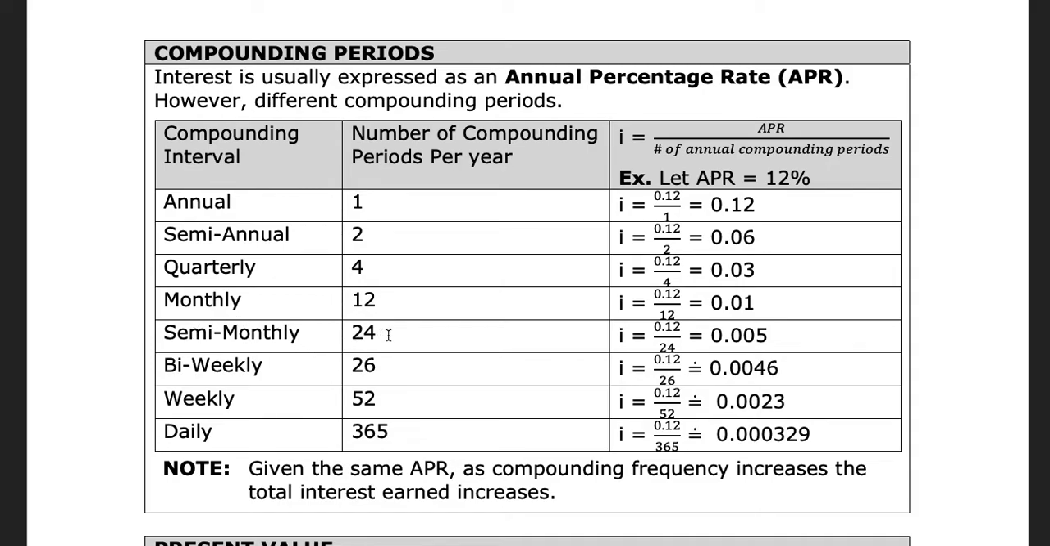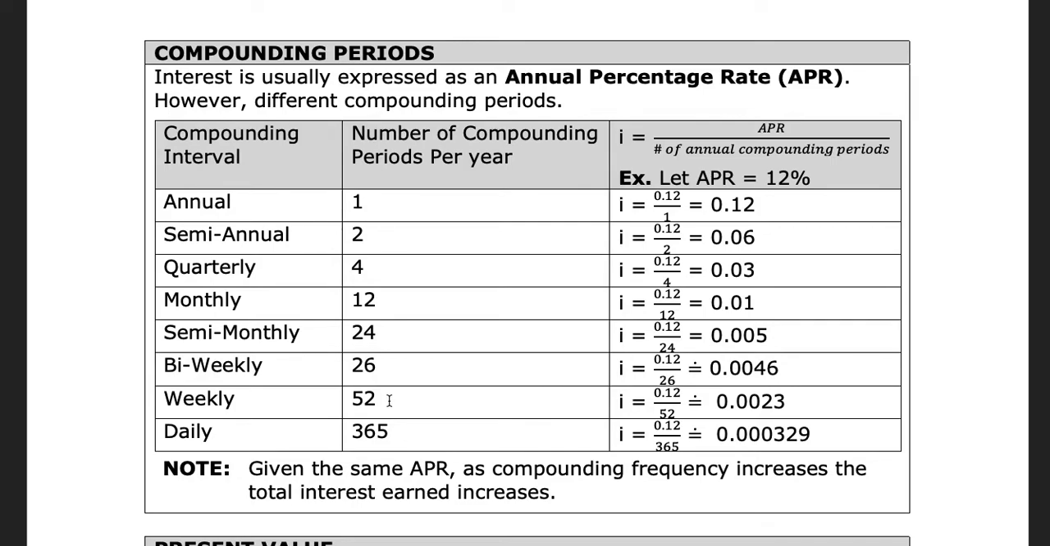Semi-monthly means 2 times per month, usually like the 1st and 15th. So that's 12 months in a year. It'll happen twice. That's 24 intervals. Bi-weekly means every other week, every 2 weeks. And there's approximately 52 weeks in a year, so divide that by 2 and you get the number 26. So they're very close to being the same, but they're not the exact same concept.